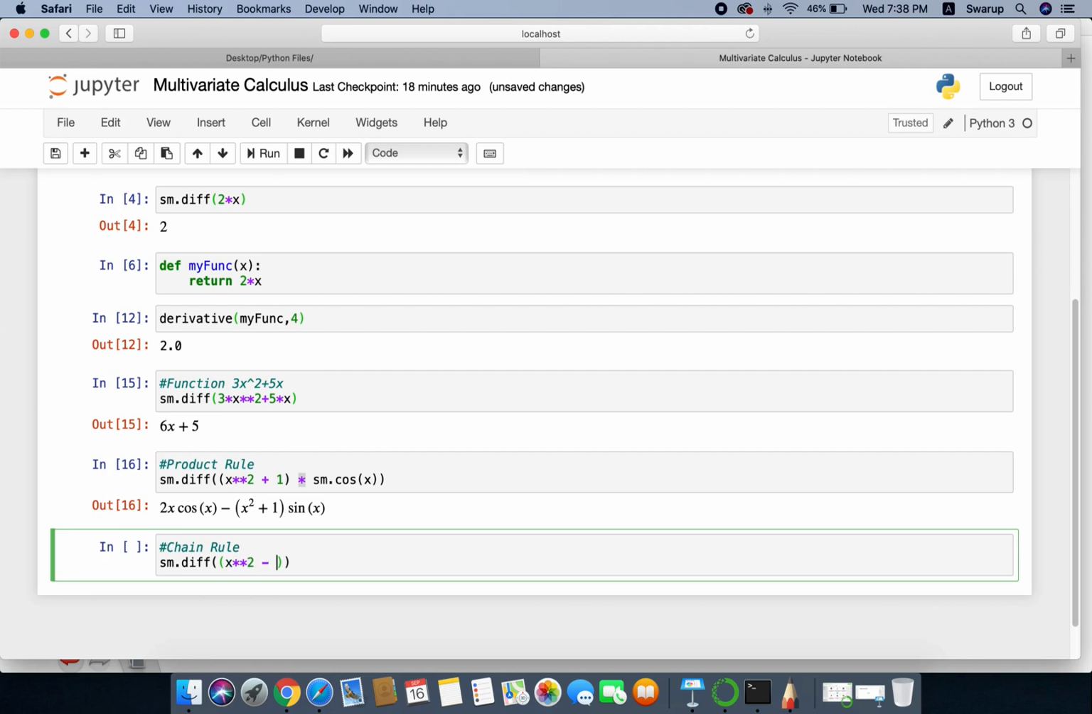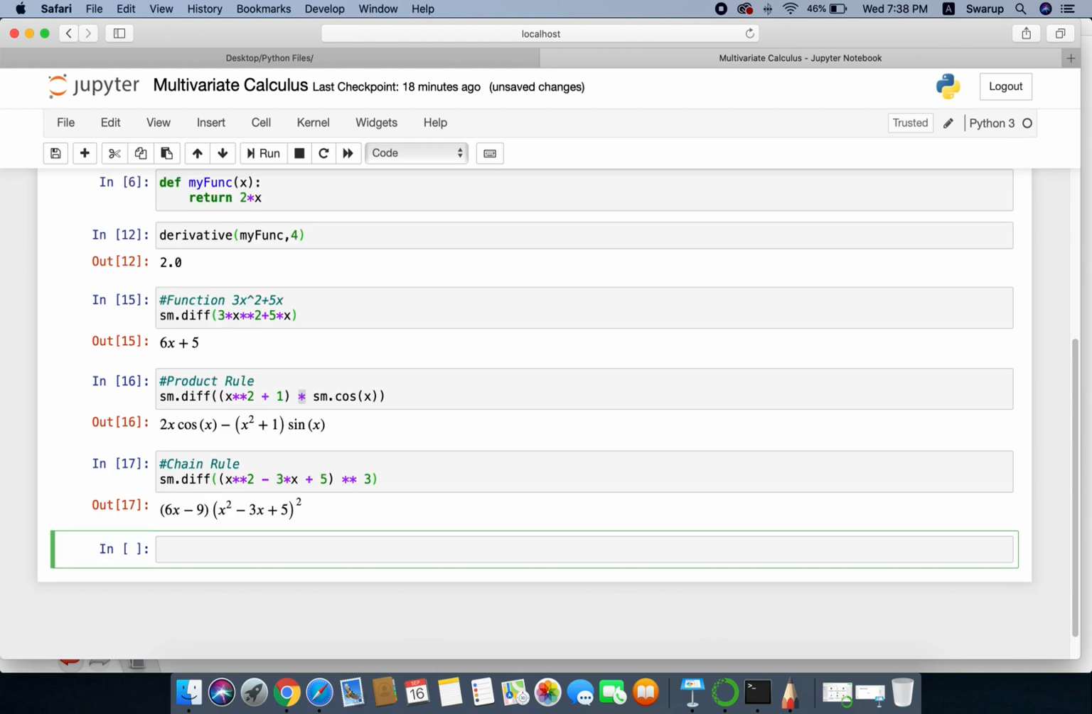Suppose we have a function x square minus 3x plus 5. Suppose this is our function. On top of that we have the cube of this, so (x square minus 3x plus 5) cube, and we have to find the derivative of this function. To do this, it will apply the chain rule and find it out.